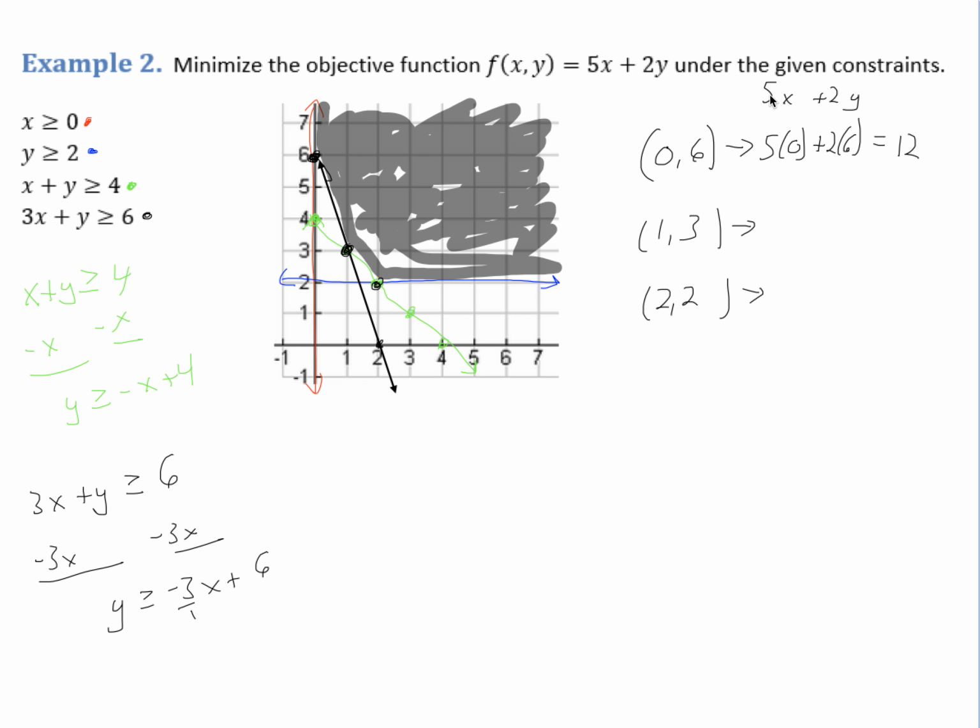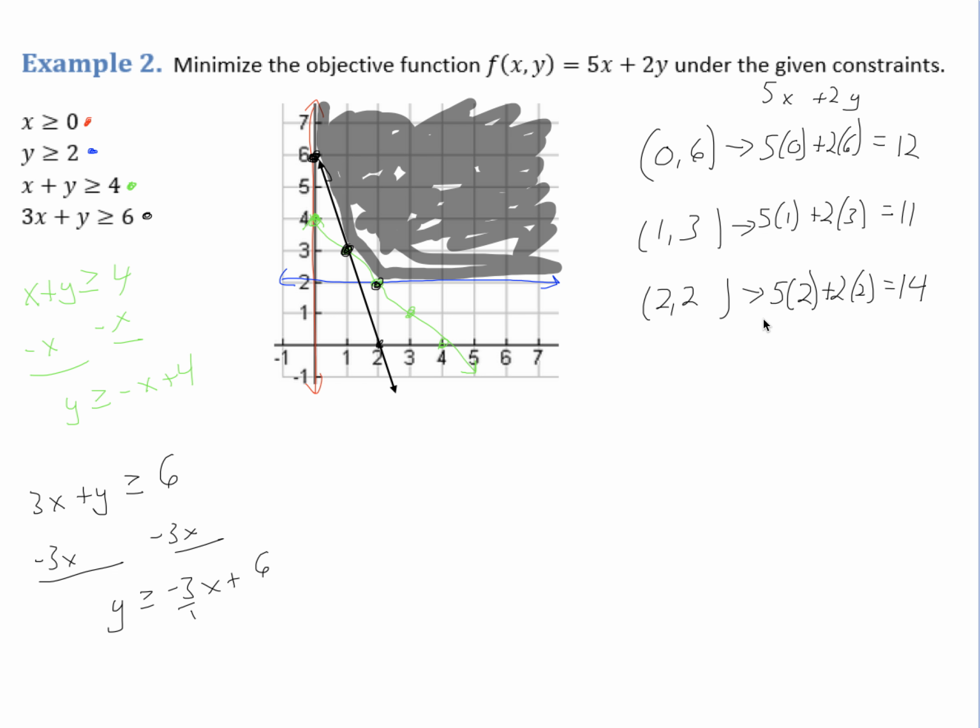This next one is going to be 5 times x, so 5 times 1, plus 2 times y, so 2 times 3. Thinking through this, this is 5 plus 6, which is 11. And then our last one, we have 5 times x, which is 2, and y is also 2, so 2 times 2 is 10 plus 4, which is 14. And so we see our minimum would be at (1, 3).